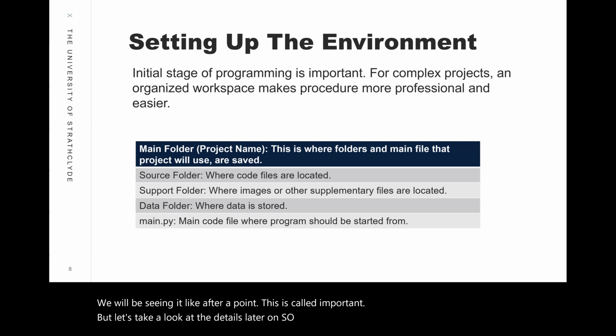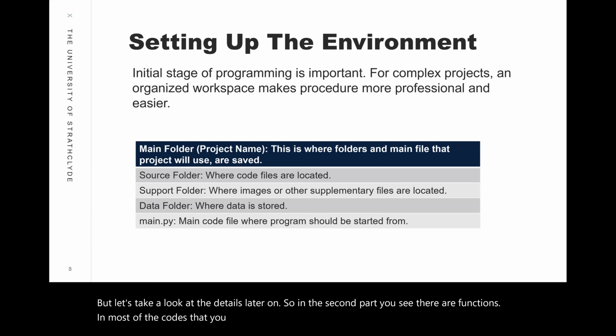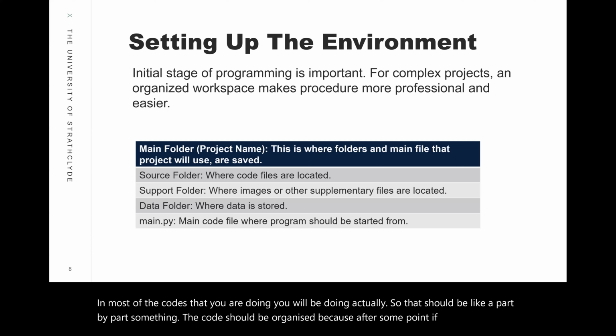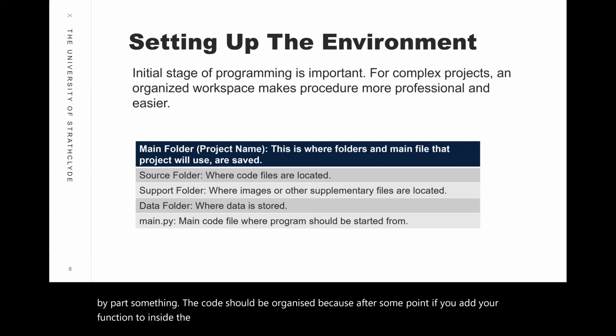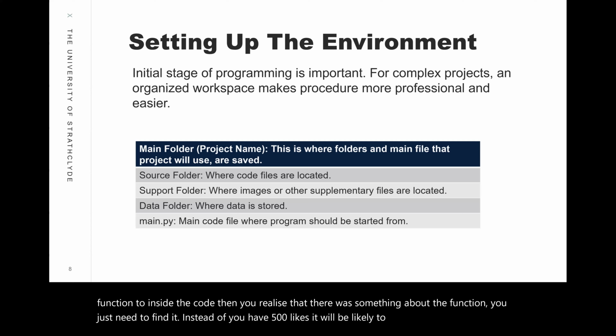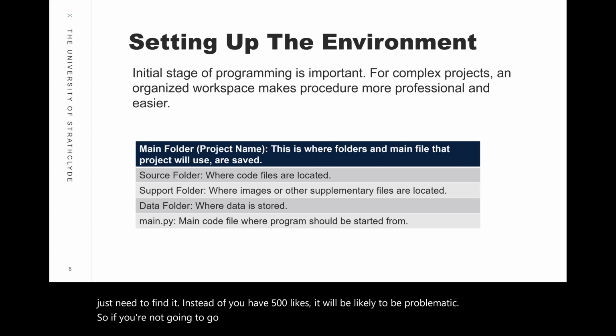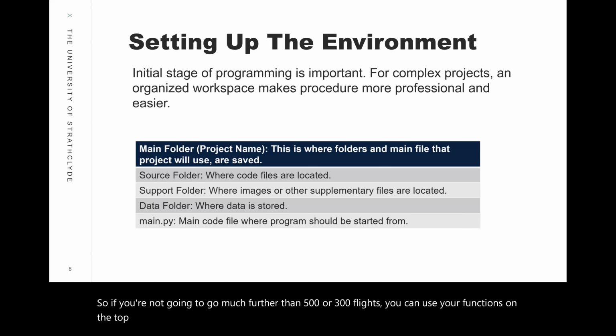So in the second part, you see there are functions. In most of the codes that you are doing, you will be doing this actually. There should be a part by part structure; the code should be organized. Because after some point, if you add your function inside the code, then you realize that there was something about the function, we just need to find it. Let's say that you have 500 lines. It will be a little bit problematic. So if you are not going to go much further than 500 or 300 lines, you can put your functions on the top after the importing.